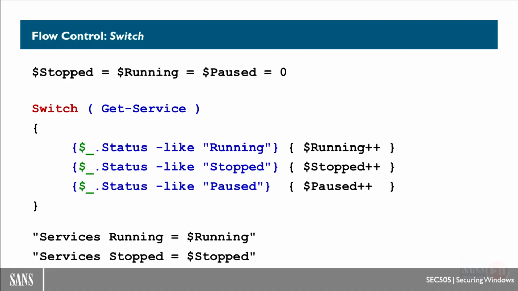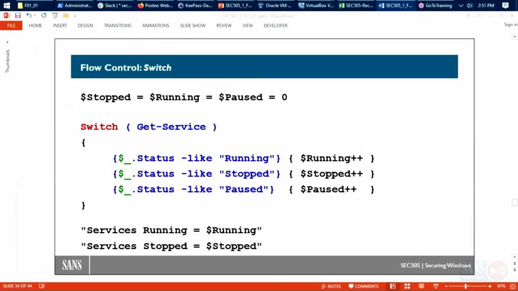Now for the switch flow control, after the word switch comes parentheses, and inside the parentheses you can have a command. You could also just have an array right there instead of a command that produces an array. The command is Get-Service. That outputs about 200 objects, and each object, one at a time, goes into, you guessed it, the catcher's mitt variable, $_.